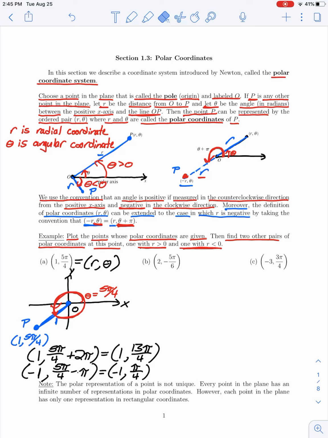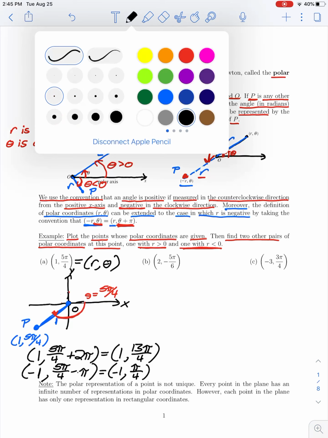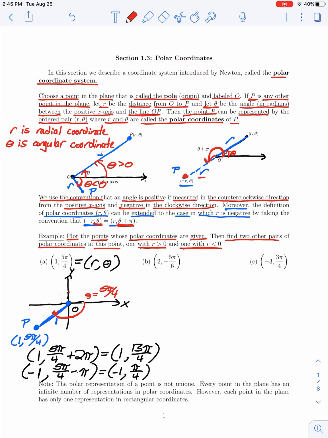Well, let me erase some of my work here. So if our angle measure is pi over 4, that is 45 degrees, I would move outward in this direction, and I would be looking at a line segment extending in that direction. But if r is -1, I would be moving backwards from that line segment 1 unit. And that would, of course, define this same point P.